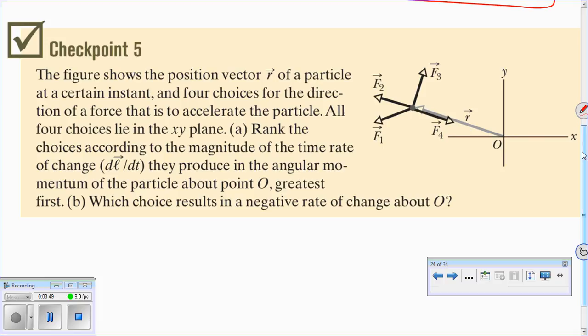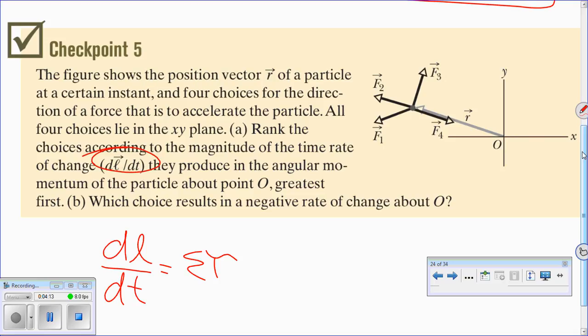I guess I kind of glossed over something here. It doesn't actually say which has the biggest torque. It says which one has the biggest rate of change of momentum. What's significant about that? That's the same thing as torque, right? So really, when I ask you what's got the biggest rate of change of momentum, I'm asking you what's got the biggest net torque, right? So which one of these is going to have the biggest net torque?